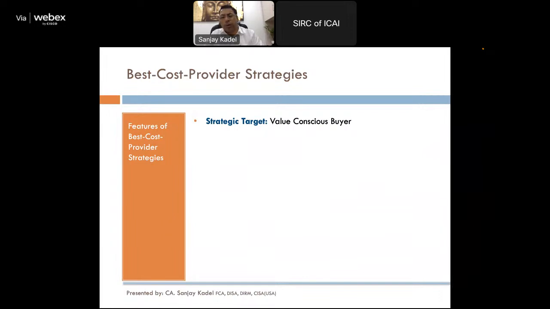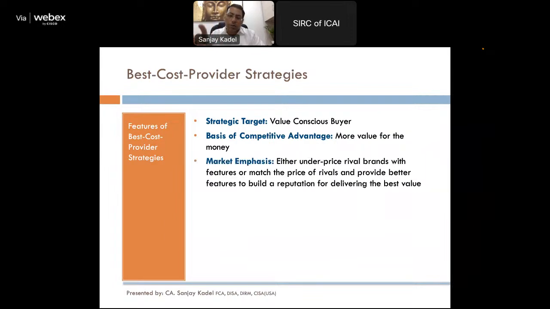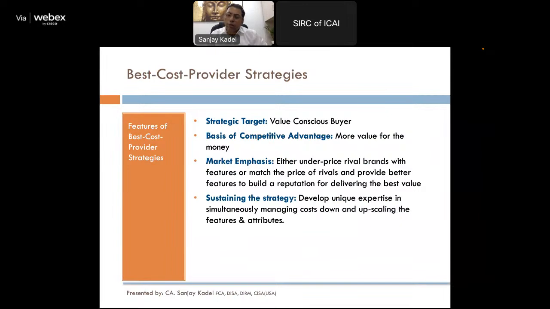Hope I am correct. Hope you relate to me. The customers are not price sensitive or insensitive. They are value conscious. So if you give more value for money, you can win the competition. So more value for money is the keyword here. Market emphasis. What should these companies do? These companies should underprice compared to their rival brands and give features which match or which are better than the competitors. How will you sustain this strategy?